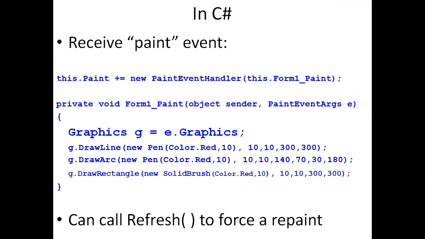This is basically the same programming as we do in a Java applet. You can see here the form_paint function. This is the function private void form_paint, and this is a paint function, and we have two arguments accordingly, object sender and PaintEventArgs e.